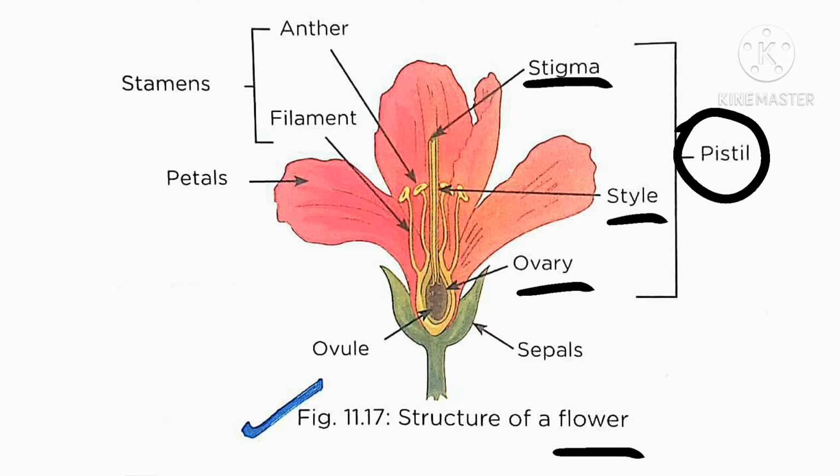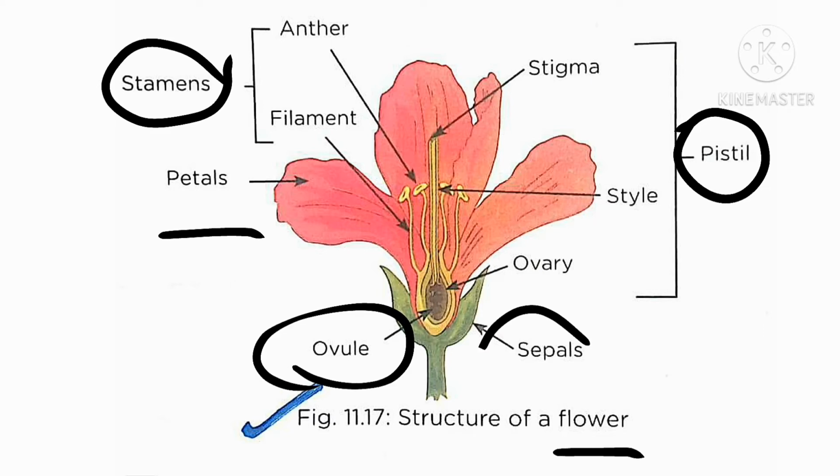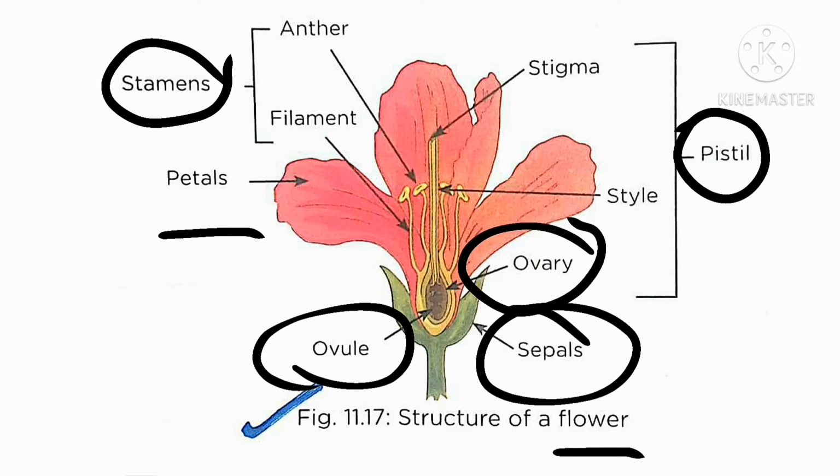The main parts of the flower are these only, pistil and stamen. They are the main parts because they are the female and the male part of the flower. The rest of the things in the flower are petals, ovules, sepals and ovaries.